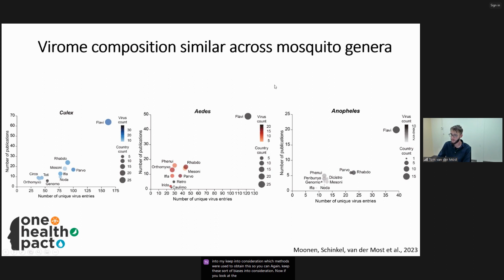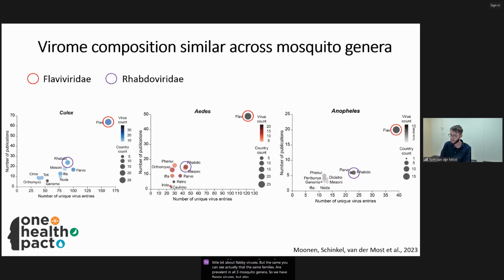Now, if you look at the virome composition across these three genera, there is something you can say though. I already talked a little bit about flaviviruses, but you can see that the same families are prevalent in all three mosquito genera. So we have flaviviruses, but also rhabdoviruses, which are negative-stranded RNA viruses, parvoviruses, which are single-stranded DNA viruses, and also mesoniviruses. The key thing to note is that these are all virus families where a lot of publications across many different countries find that these viruses are present in these mosquito genera. So there's quite some evidence that these play an important role in the virome.